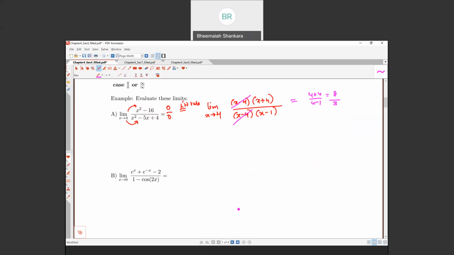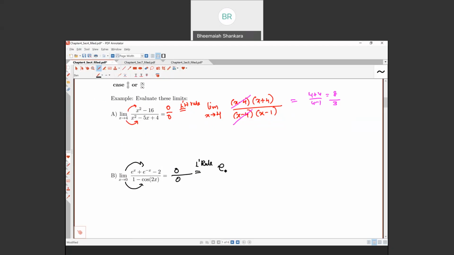In the next example, before you start evaluating or doing any algebraic trick, I want you to plug in x equal to 0 and see the value of the function. It's e to the 0, which is 1, plus e to the negative 0, which is also 1. 1 plus 1 is 2, 2 minus 2 is 0. Cosine of 0 is 1, so 1 minus 1 is 0. So because it's 0 over 0, you can apply L'Hopital's rule.